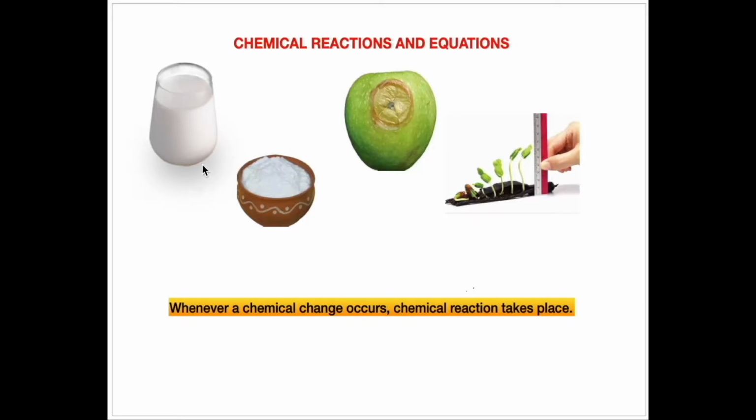Hello, children. Have you ever wondered why milk gets converted into curd, or fruits kept at room temperature for several days get rotten, or a small seed sown into the soil grows into a new plant? In all these and many more such examples, we see that some chemical change is taking place which cannot be reversed easily. So we can say whenever a chemical change occurs, a chemical reaction takes place, and these are represented with the help of chemical equations.